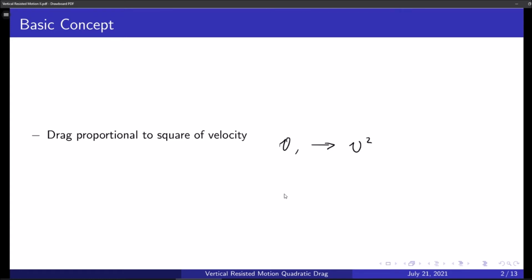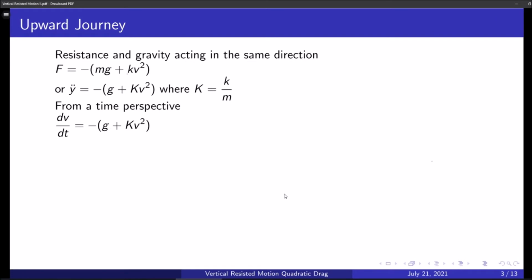So first example, obviously the upward journey. Both gravity and resistance are working in the same direction, dragging you down. We divide everything by m to get just acceleration instead of a total force. As you can see here, it's kind of familiar, isn't it? We do exactly the same in solving this differential equation as we did previously. So we can just write dt over dv equals negative 1 over g plus kv squared.